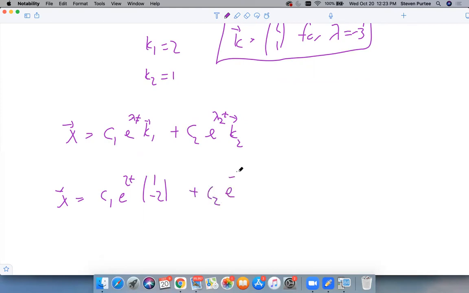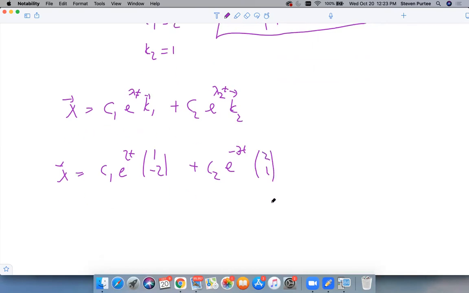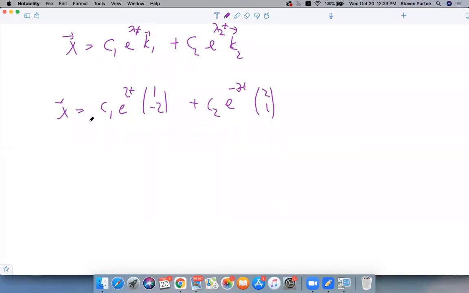e to the negative 3t, 2, 1. Okay, so this is a vector. Remember, x here is xy. So x of t, little x, that's a capital X there. Meaning all of my functions in vector, put into a column vector, these were x, y, z, whatever, however many we have.